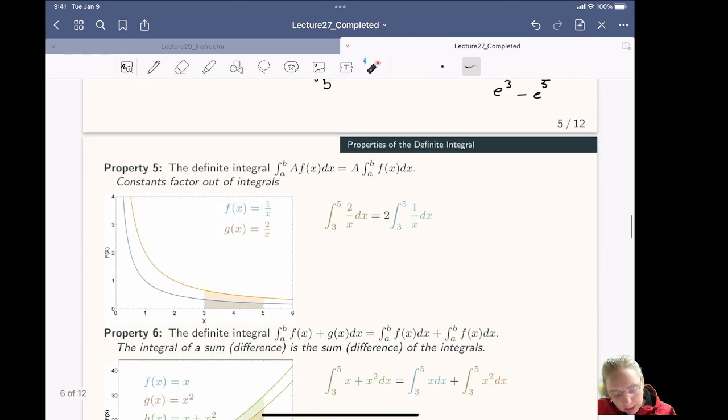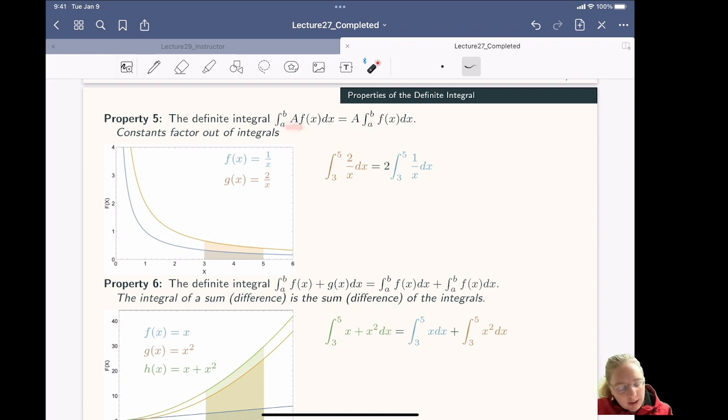All right, the fifth property is that if we have a constant in our integral, then that constant can be factored out. Another way of saying that is if we take our original blue function here and we multiply that blue function by a constant to get the red function, then the area just multiplies by that constant. So in order to take the integral here, we can first start by factoring out that 2. So then I have the integral of 2 times 1 over x dx, which is equal to the natural log of x plus c, evaluated between 3 and 5.